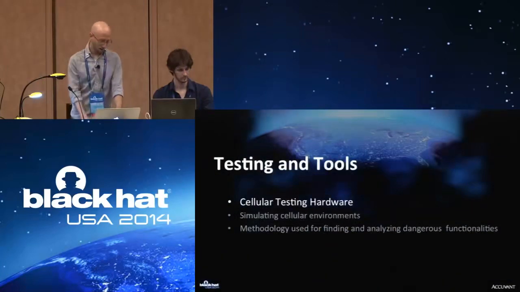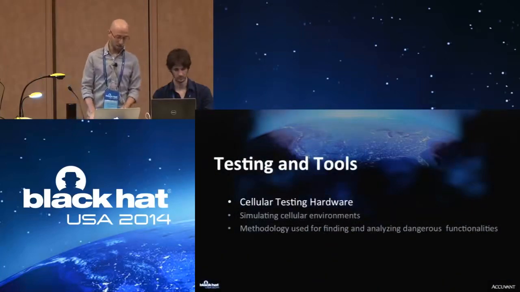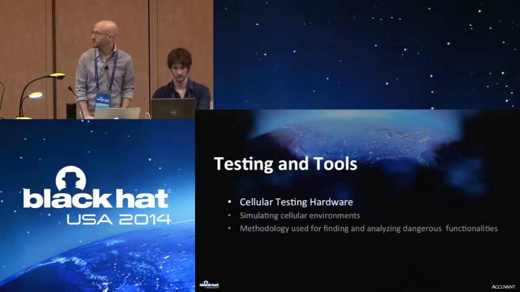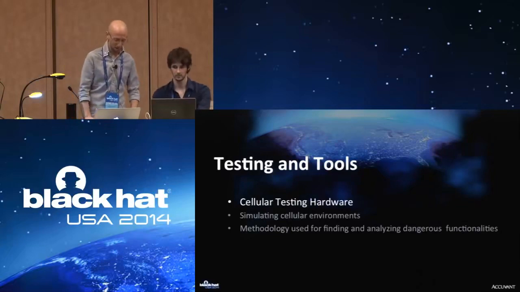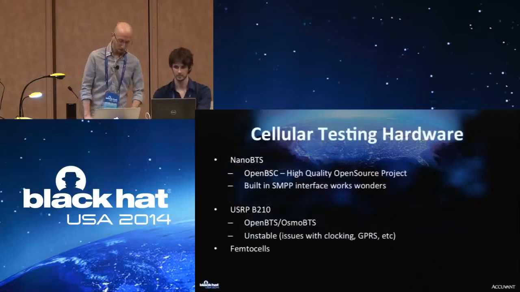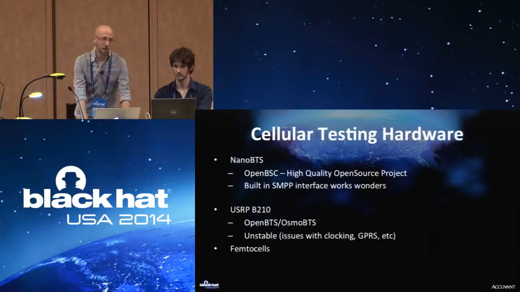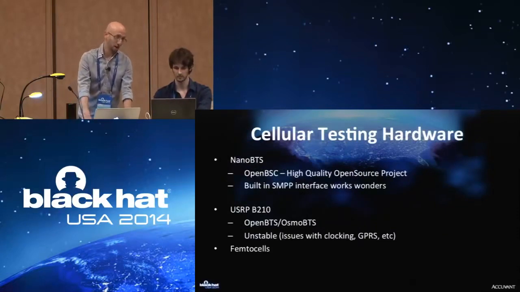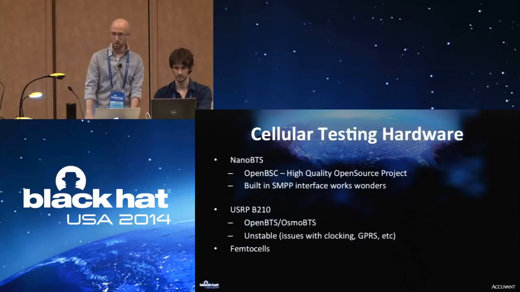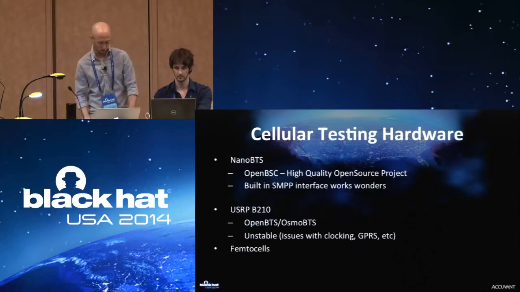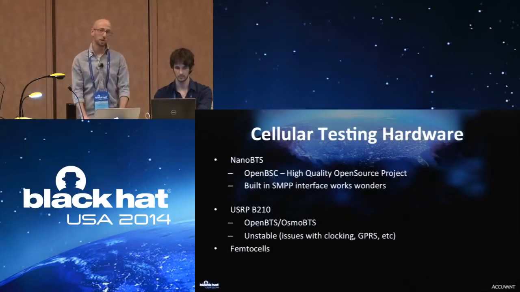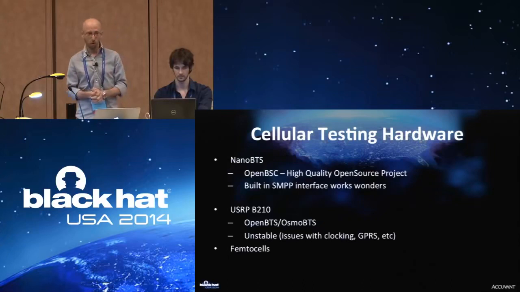So let's talk a little bit about our testing and tools. Let's talk about our cellular testing hardware. We are big fans of NanoBTS and the OpenBSC project. It is really, really good code. Hard to describe how clean that is. It has an awesome built-in SMPP interface. So if you want to do anything with WAP or SMS, definitely recommend it.